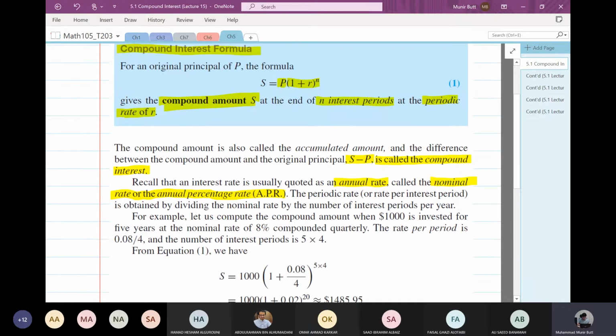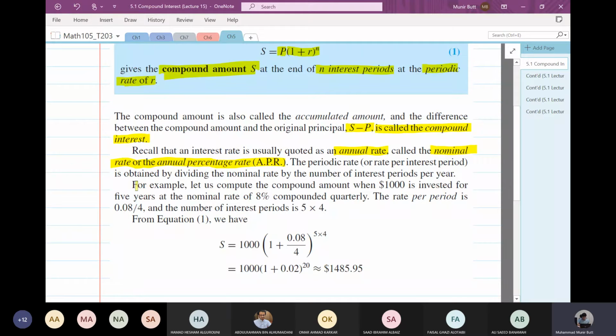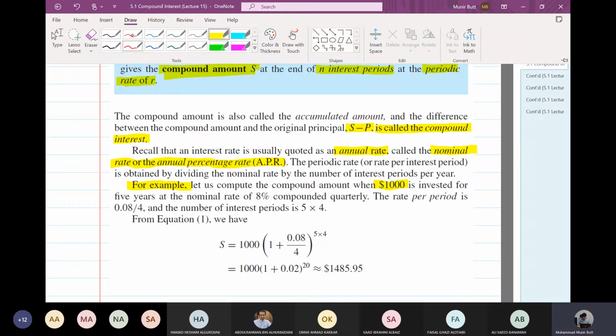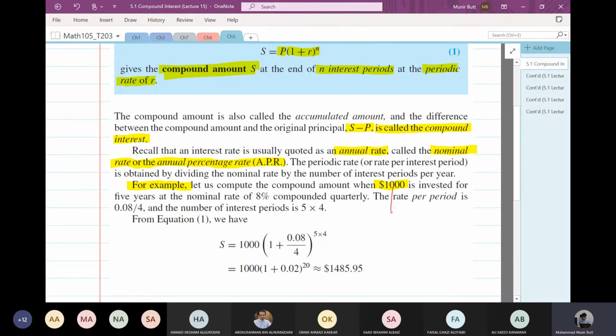That rate will be known as the nominal rate or the annual percentage rate. Okay, for example, let us compute the compound amount when we have 1000, so this is your P, invested for 5 years at a nominal rate of 8%.